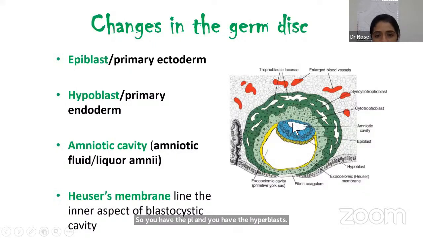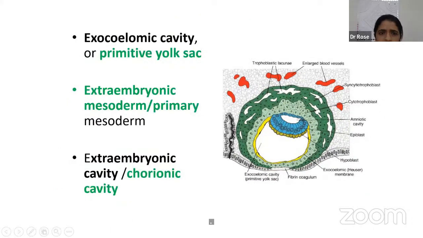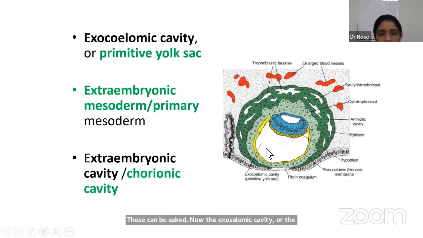And above you have the amniotic cavity filled with liquor amnii, and you have the blastocele, the blastocystic cavity, lined by the Heuser's membrane. So what does Heuser's membrane line? The inner aspect of the blastocystic cavity. This can be asked. Now, the exocoelomic cavity, or the primitive yolk sac. This is the primitive yolk sac.